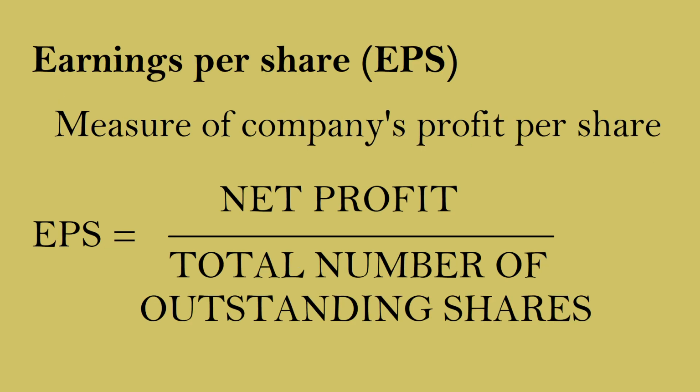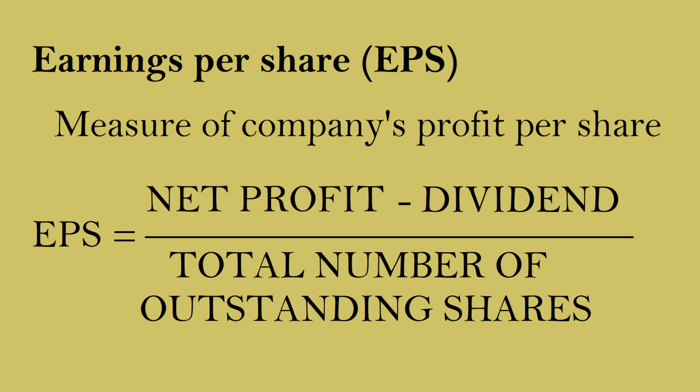First, earnings per share. EPS is a measure of a company's profit per share. Earnings per share is calculated as net profit divided by number of outstanding shares. In case the company pays dividend, then the dividend paid is subtracted from net profit and then divided by the number of outstanding shares. Let us take an example: stock A and stock B.